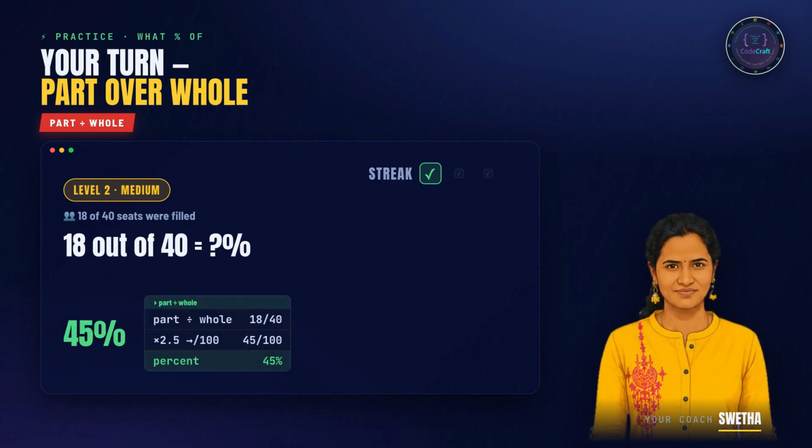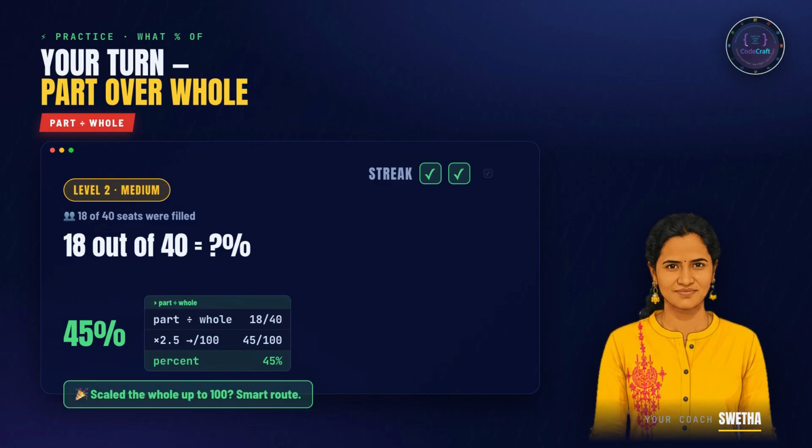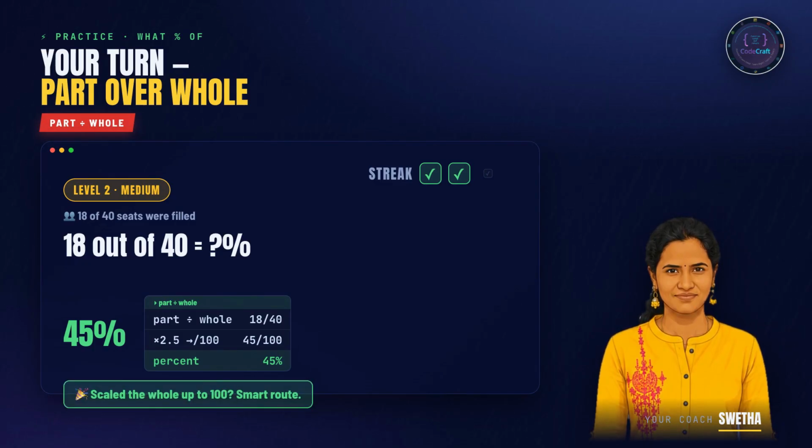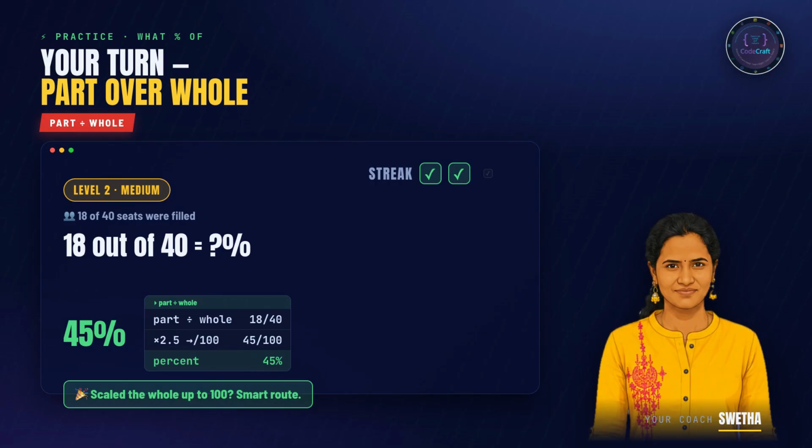18 over 40. 40 times 2.5 is 100. So multiply the top by 2.5 too. 18 times 2.5 is 45. That's 45%. If you pushed the whole to 100, you nailed the method.